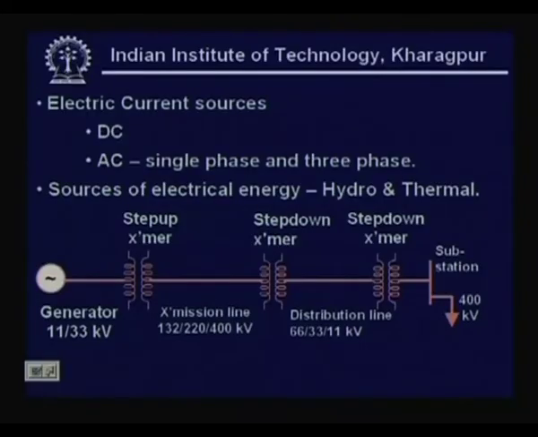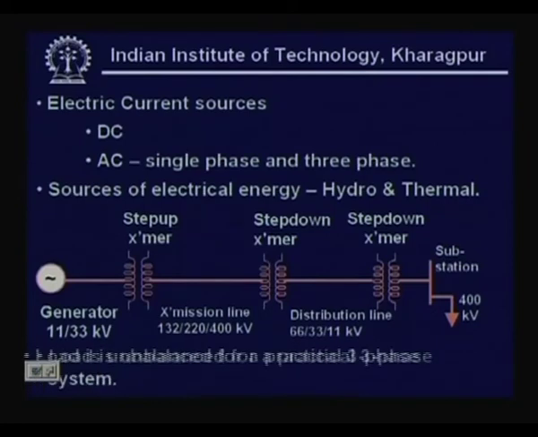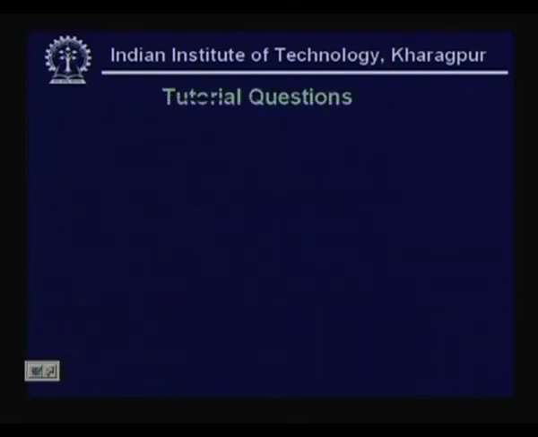This picture shows a complete power system which comprises a generator, a transmission system which could be at 132, 220 or 400 kV, 400 kV being the highest in the country at this point of time, and a distribution line which may be at 66, 33 or 11 kV and further stepped down and supplied at 400 volts three phase. And as already told, load is invariably unbalanced for a practical three phase system.